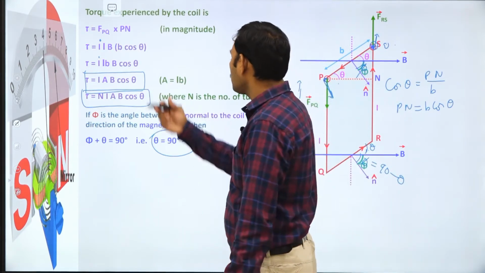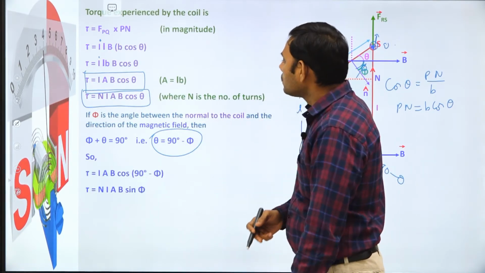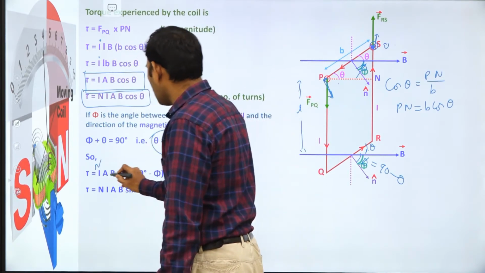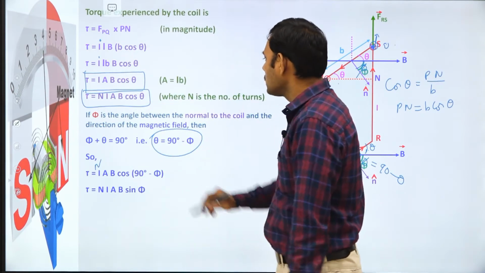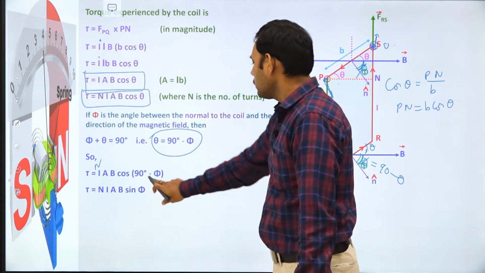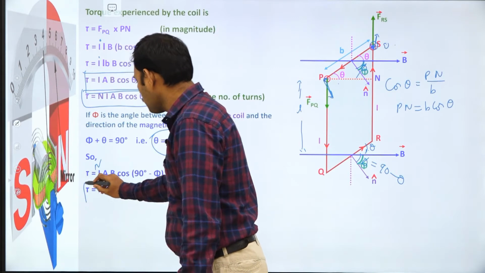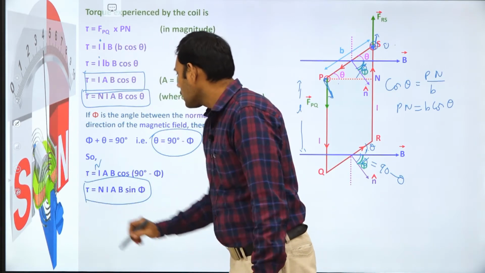It becomes torque tau is equal to NIAB cos of (90 minus phi), replacing theta by 90 minus phi. We know that cos of 90 minus phi is sin phi. Then the expression for torque is NIAB sin phi.